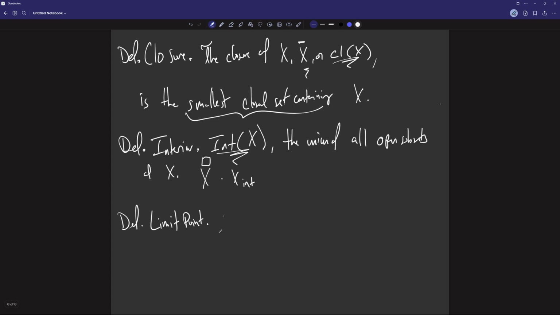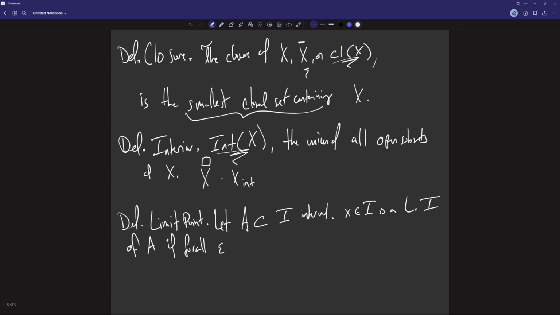Comparatively to Munkres, we're going to do an analytical definition. So let A be a subset of an interval I, and I'm going to use as much set notation as possible. X in I is a limit point of A if for all epsilon greater than 0, this epsilon boundary, x plus epsilon, contains some point of A other than x.